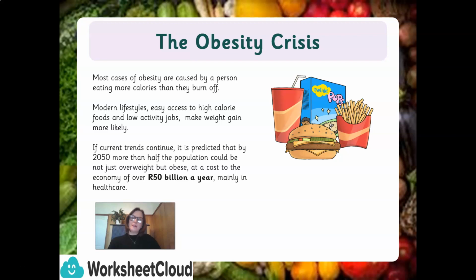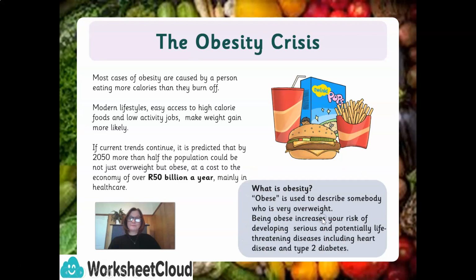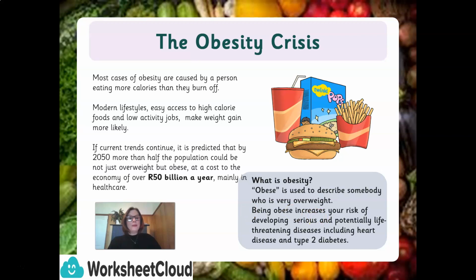If current trends continue, it is predicted that by 2050, more than half of the population could not just be overweight, but obese, at a cost to the economy of over 50 billion rand a year, mainly in healthcare because of dietary diseases. What is obesity? Obese is used to describe somebody who is very overweight. Now, being obese increases your risk of developing serious and potentially life-threatening diseases, including heart disease and type 2 diabetes.